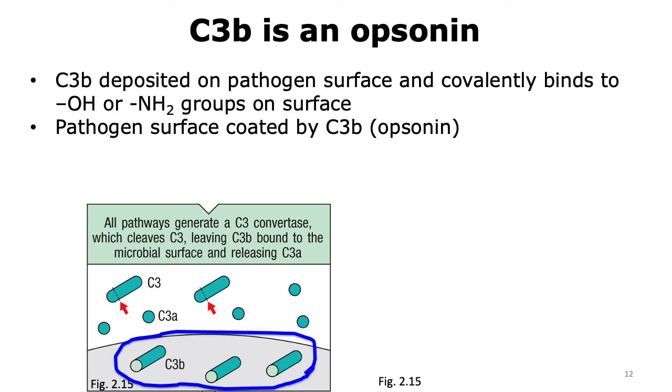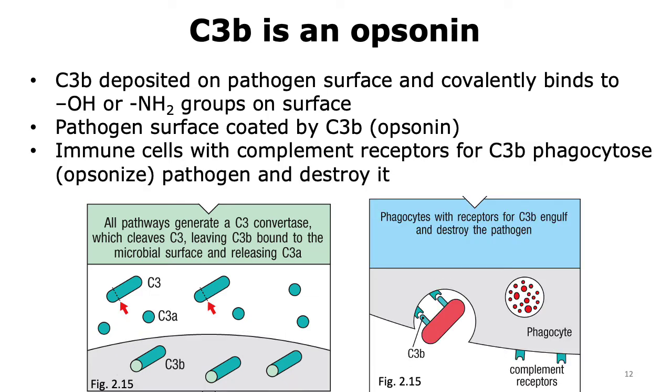And an opsonin is an agent that promotes opsonization, which is another name for phagocytosis. So immune cells that have complement receptors that recognize C3b can phagocytose the pathogen that is coated with C3b, and thus it can destroy the pathogen.